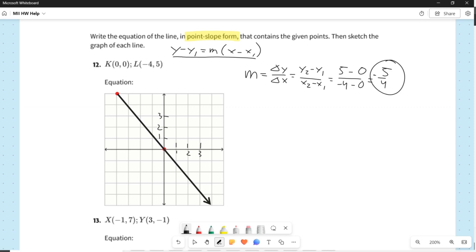So now we just need to write this in point slope form, and we can use either point. We have two to choose from. If I choose my first point, the origin, that becomes y minus 0 equals -5/4 times (x minus 0). You can clean that up if you want.